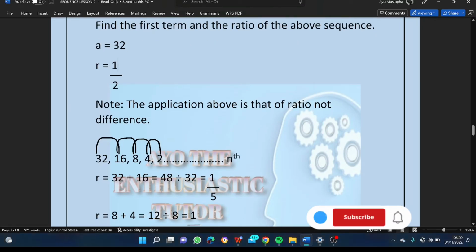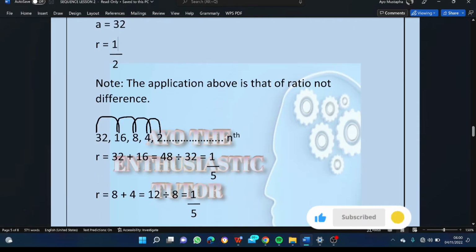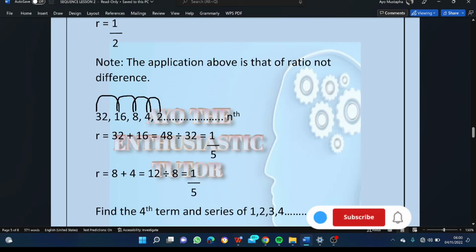The application above is that of ratio and not of difference. Okay, so we have 32 plus 16 equals, now as you can see, this is in a descending order, not ascending. So we then use addition and division. So we then say 32 plus 16 equals 48. Then we divide it by 32. It gives us 1 over 5.